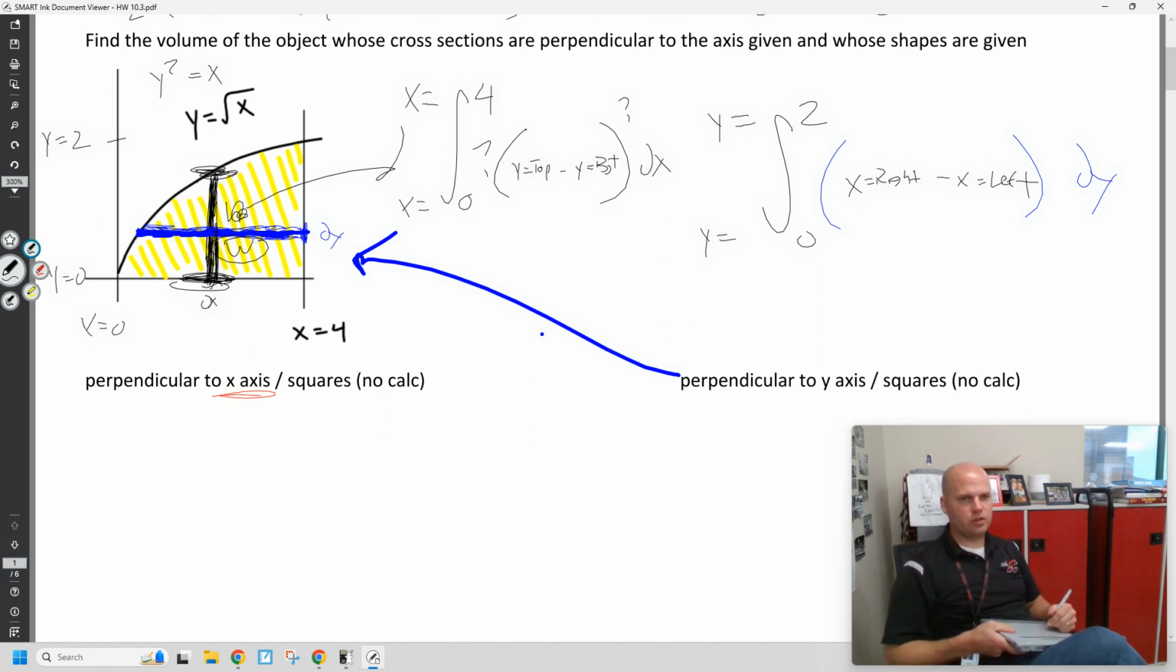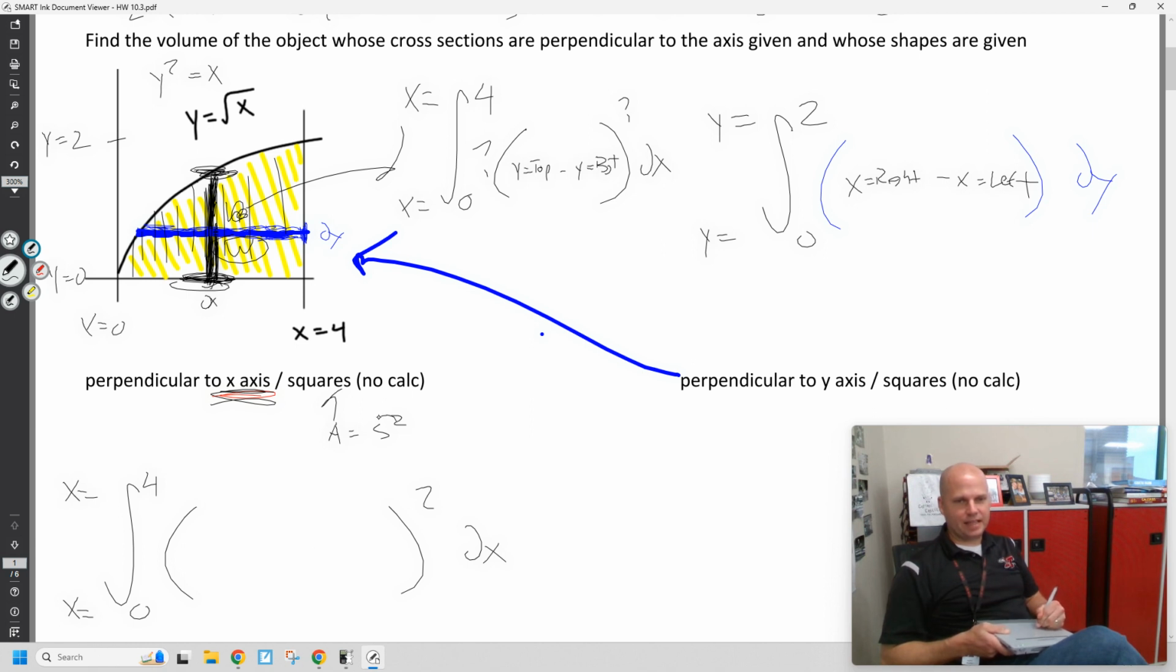Now let's pay attention. We want to do perpendicular x-axis that are squares. The area of a square is a side length squared. I'm going to take my base lengths and square them, and sum up all of my squared base lengths. If we're perpendicular to the x-axis, we're looking here. It's got a skinny x distance. We sum up vertical things from an x equals left to an x equals right.